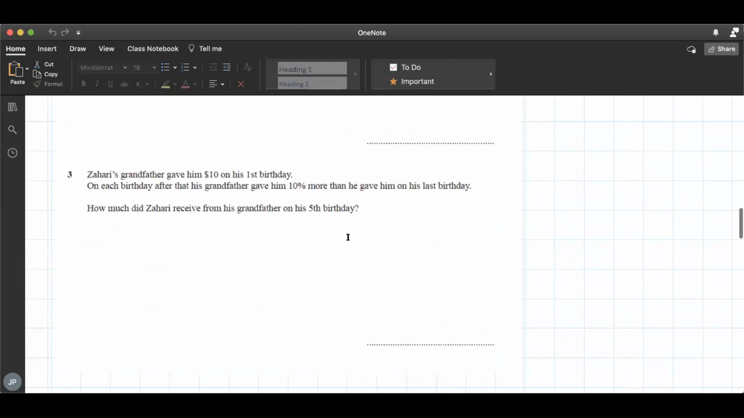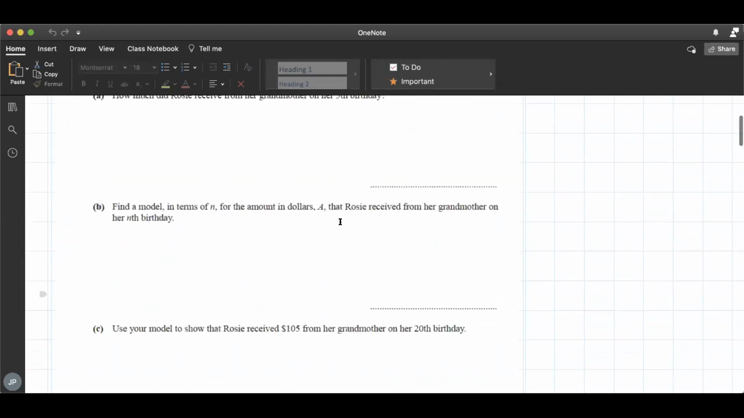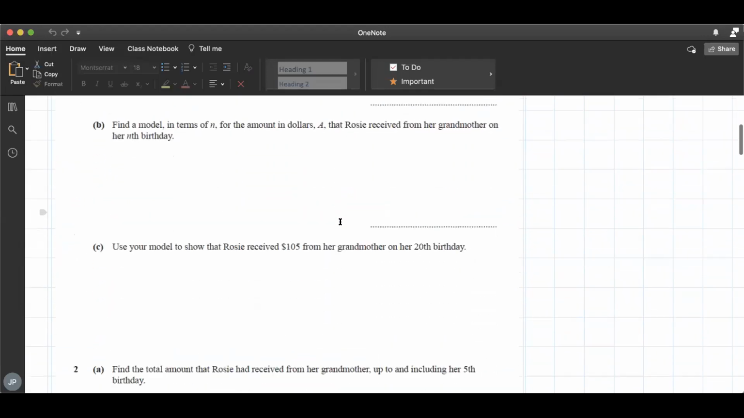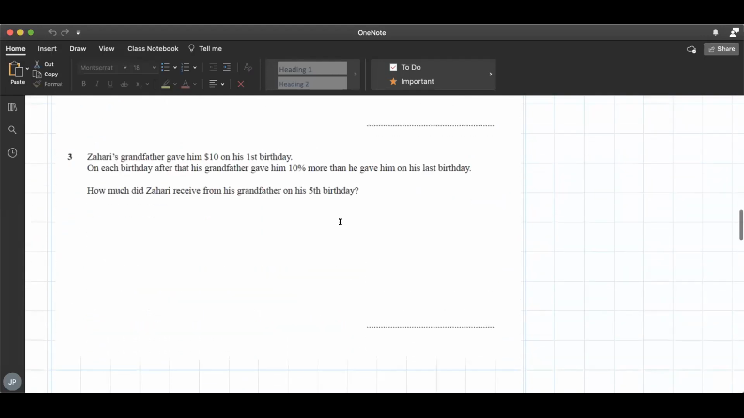And remember what I said at the start. Compound interest is just a special case of these exponential functions. How much did he receive on his 5th birthday? Students will guess that one also because it's compound interest. Rosie's case was a simple interest question, and Zahari's question is more like compound interest. That itself, you'll be able to do.